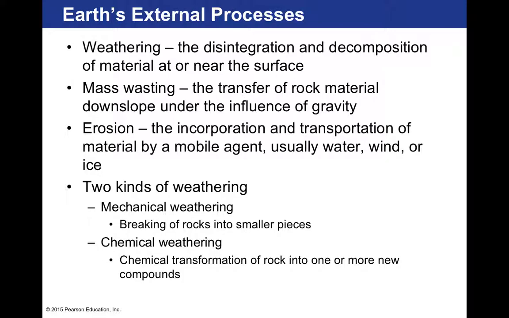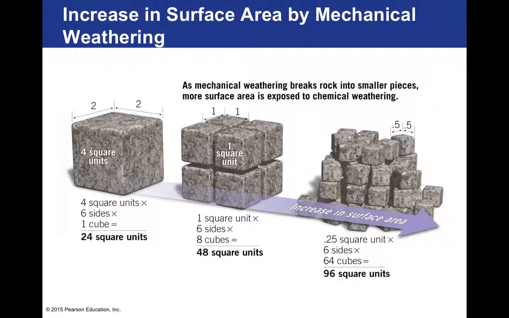And then we have erosion. This is the incorporation and transportation of material by some agent, and this agent could be water, it could be wind, it could even be ice if we're talking about glaciers. So there's two types of weathering that we'll be talking about. This will be mechanical weathering, the physical breaking of rocks into smaller pieces. And then finally chemical weathering, where there's going to be some type of chemical agent, typically an acid, that can break down a material and then precipitate out a solution to form a different type of rock.